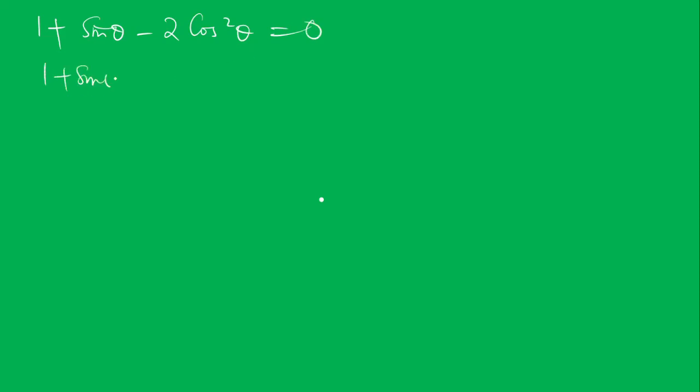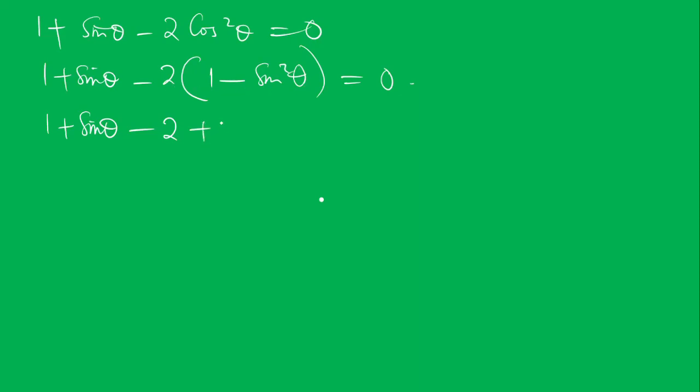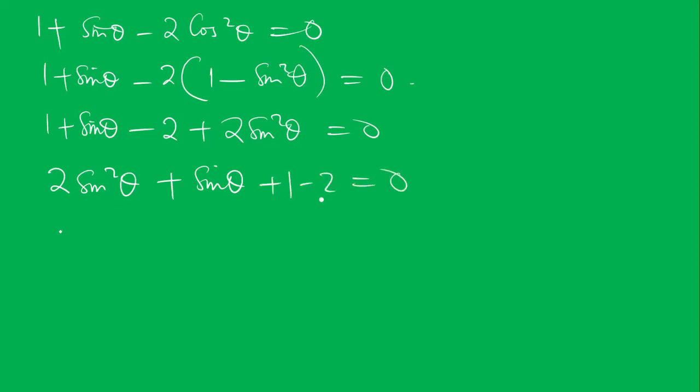Now 1 plus sine theta minus 2, if we substitute that equation, you have 1 minus sine square theta equal to 0. So if you open the bracket, minus 2 times plus 1 will give you minus 2. Minus 2 times minus sine square theta will give you plus 2 sine square theta equal to 0, because minus times minus is plus. Now we have to rearrange it. We have 2 sine square theta plus sine theta plus 1 minus 2, which will give you minus 1, equal to 0.